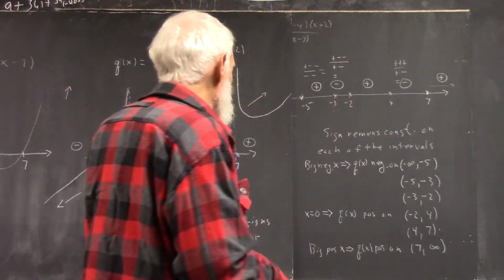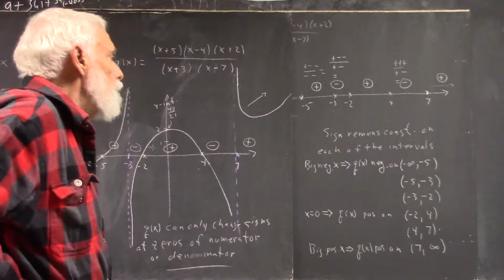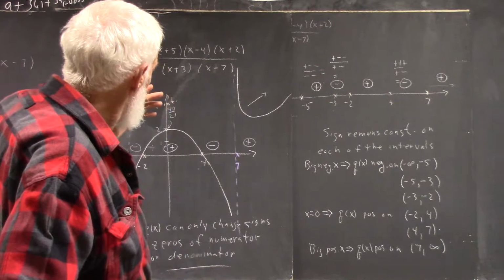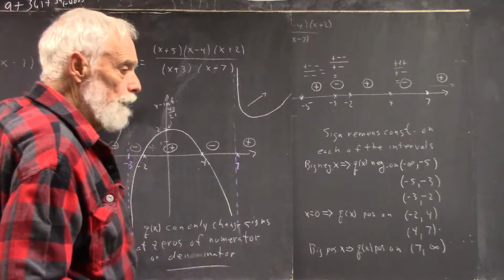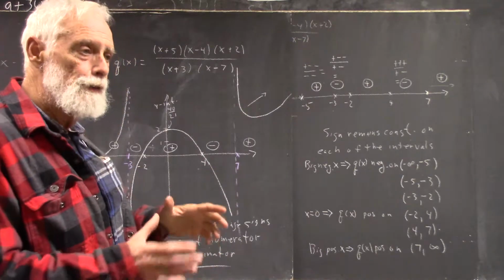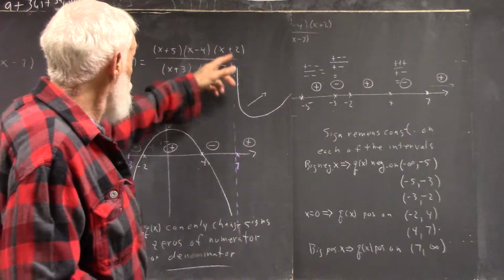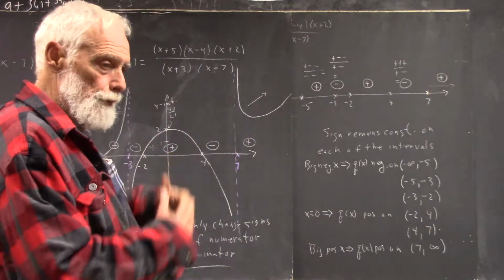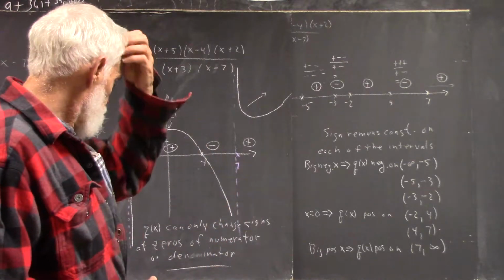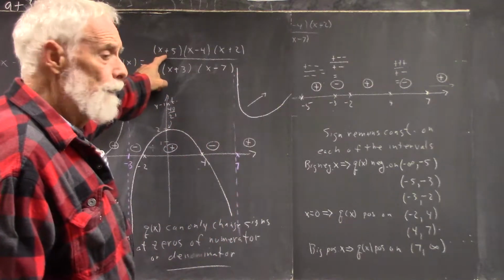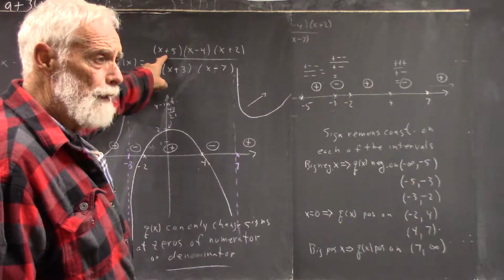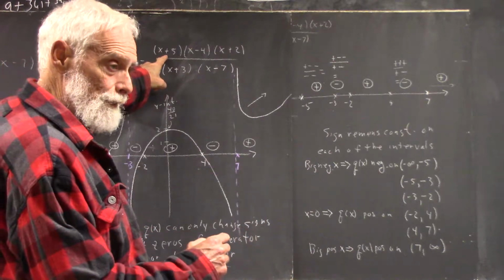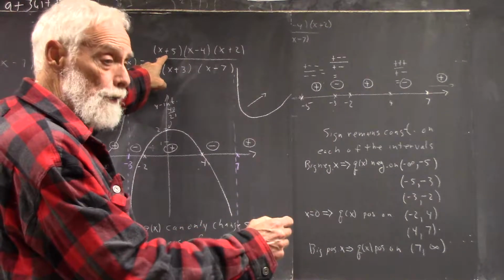And then I determine the sign of q of x. Q of x can only change from positive to negative if one of the factors changes from positive to negative, or negative to positive if one of the factors goes from negative to positive. So, for example, the factor x plus 5 will change from negative to positive when x goes from less than -5 to greater than -5.